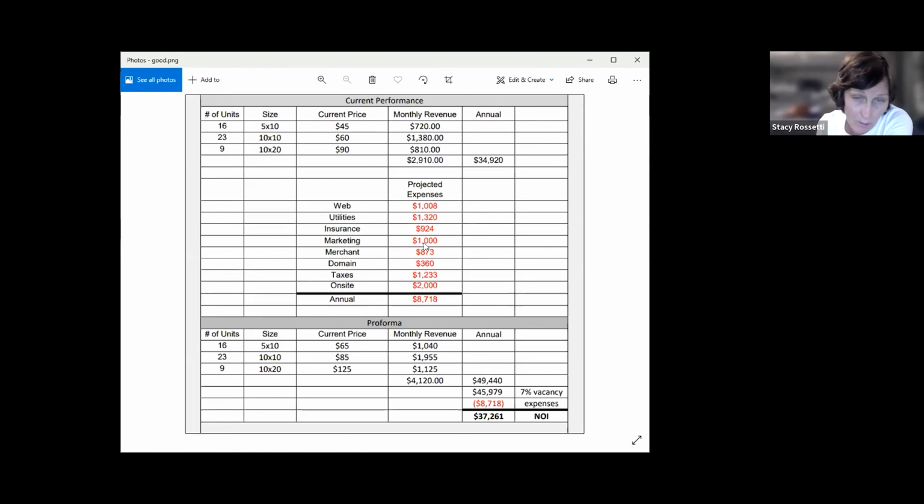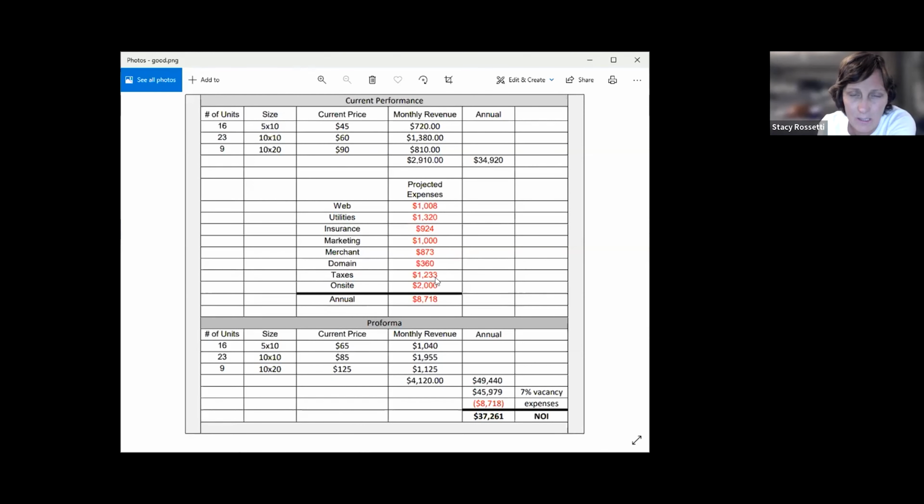Marketing is about $1,000. So we're not sure what they do with marketing, but we know that they're doing some sort of marketing. And the merchant is $873. That's all their credit card processing and things like that. The domain is, so this is the domain. So they do have a website. It's $360, right? So they probably have the back office software here, and then the domain to hold the property management side is here.